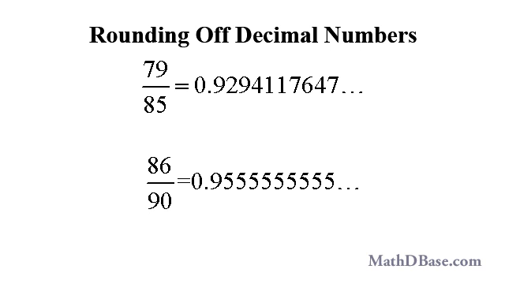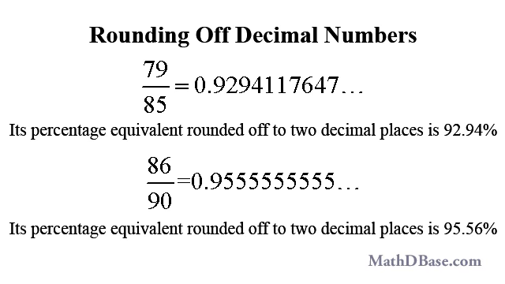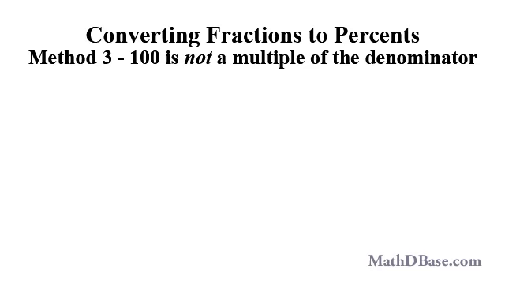To round off to a particular decimal place, increase the value of the digit in that place if the digit in the next position to its right is 5 or more. Otherwise, leave it as is. The percent equivalent of 79 over 85 rounded off to two places is 92.94%, and that of 86 over 90 is 95.56%. Method 3: if 100 is not a multiple of the denominator, multiply by 100 and attach a percent symbol.